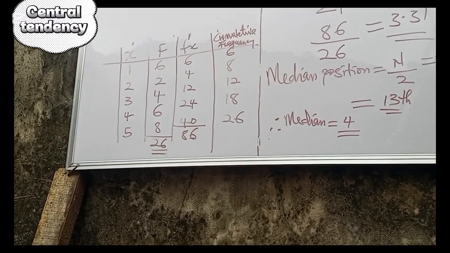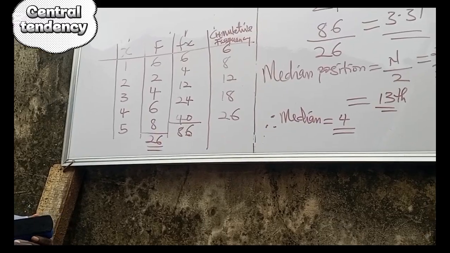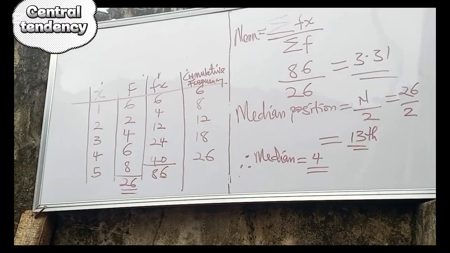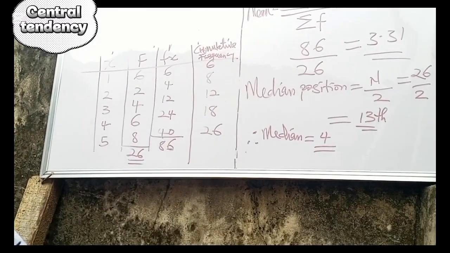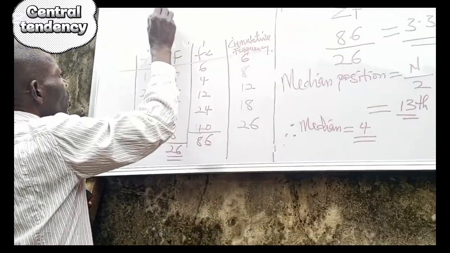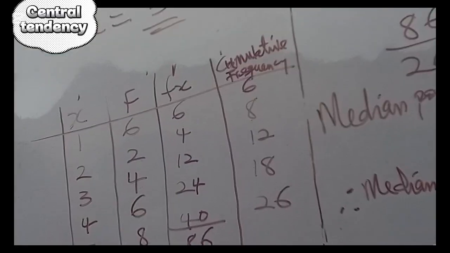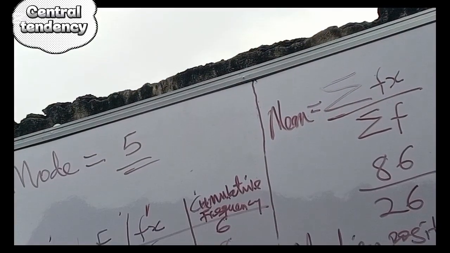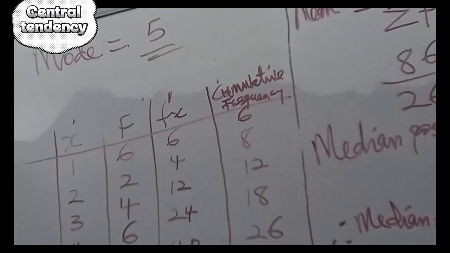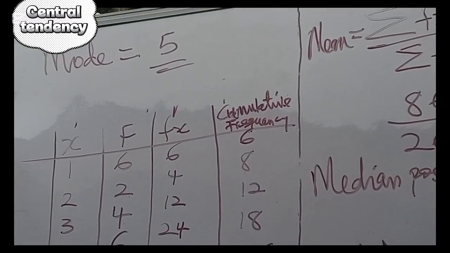So therefore, our mode is simply 5. Mode is equal to 5. Why? Because it's the one that occurs most. It occurs 8 times.